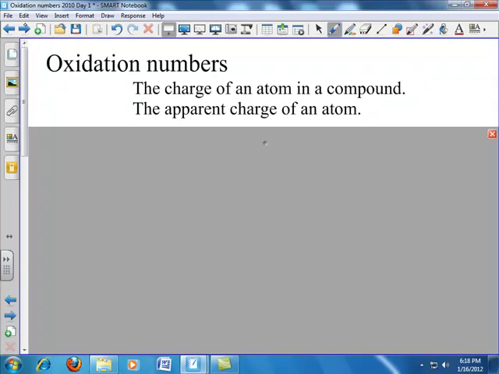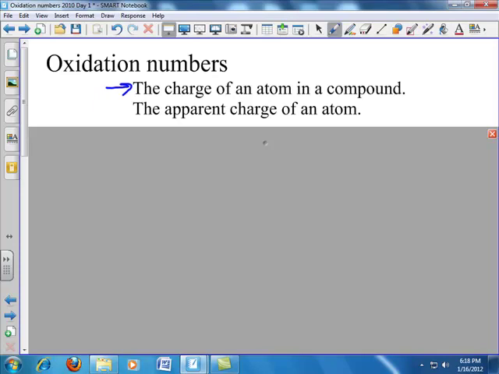And this whole chapter is actually all about naming compounds. But in order to name compounds, we actually need to know and write formulas. We need to know the charges of atoms. Okay, oxidation numbers are the charge of an atom in a compound. That's all an oxidation number is. So basically in the last chapter we dealt with oxidation numbers. I just never used that specific term.